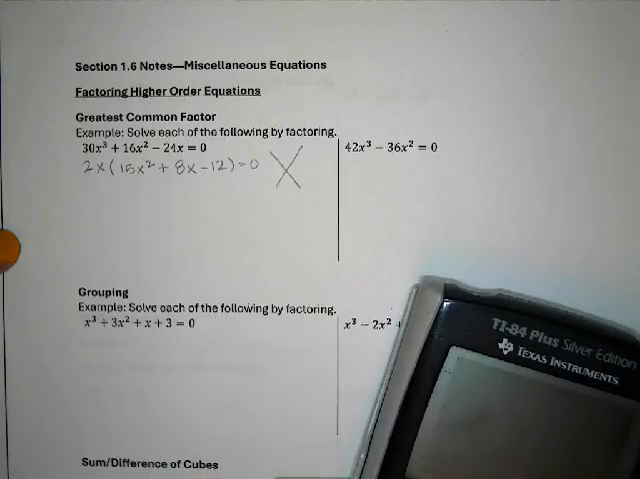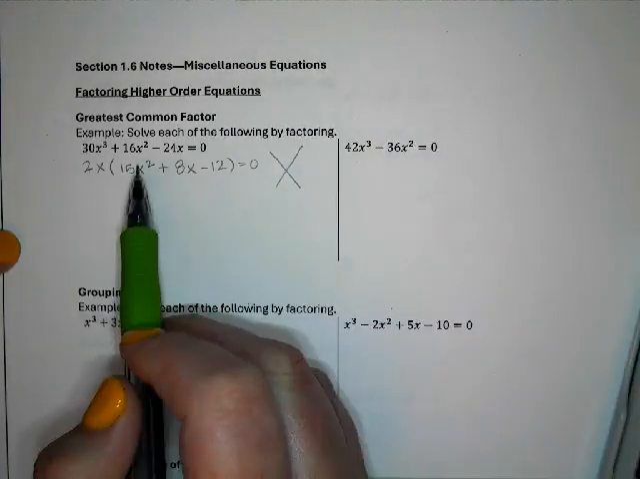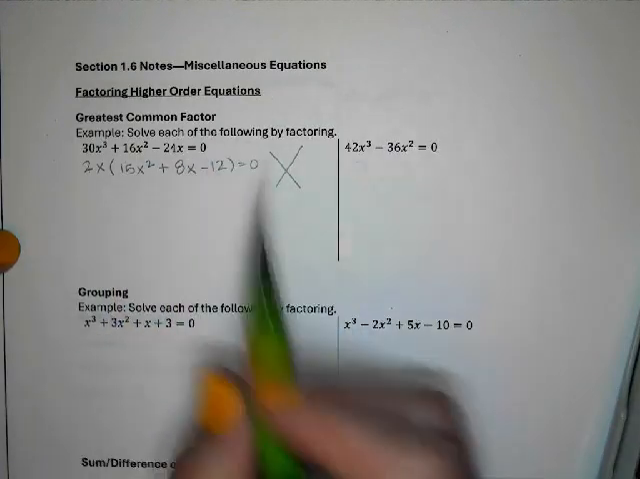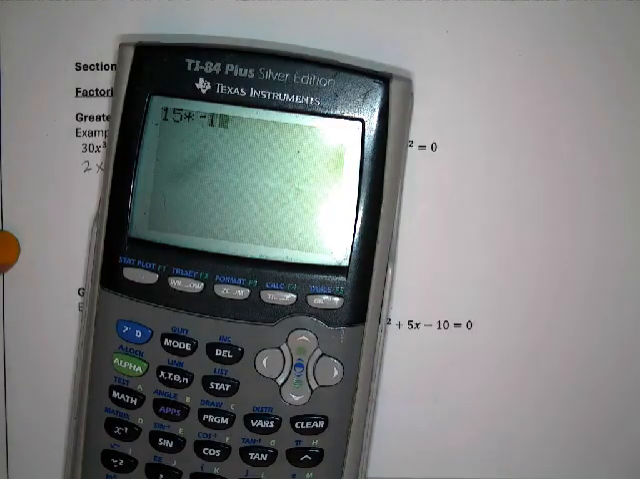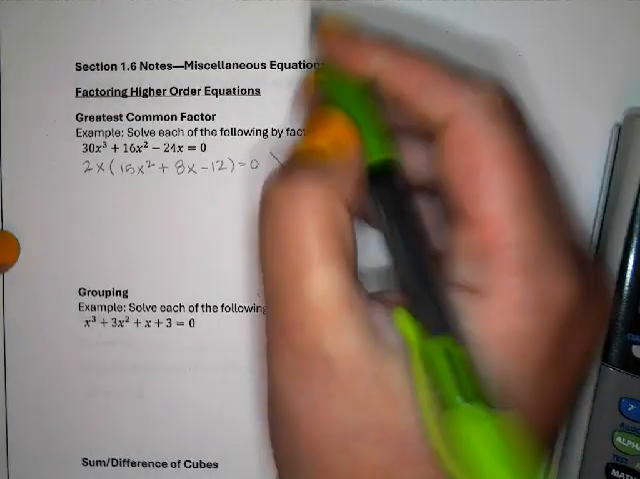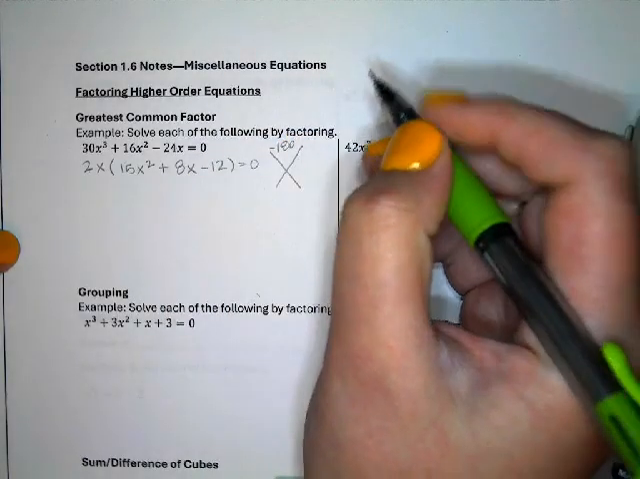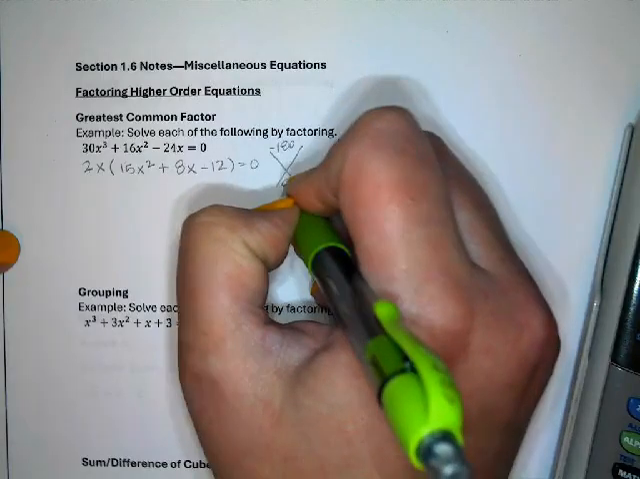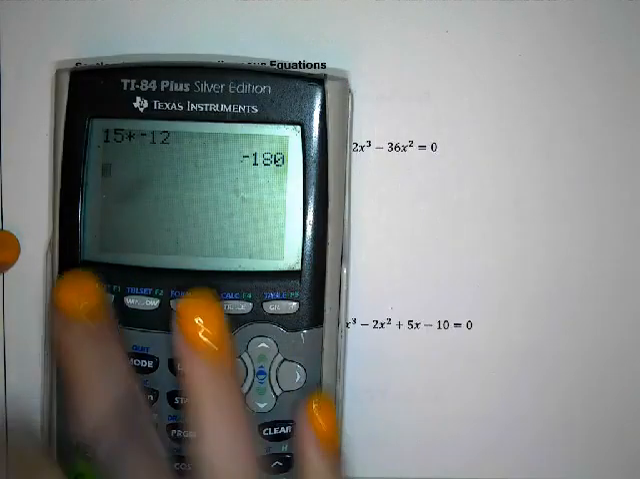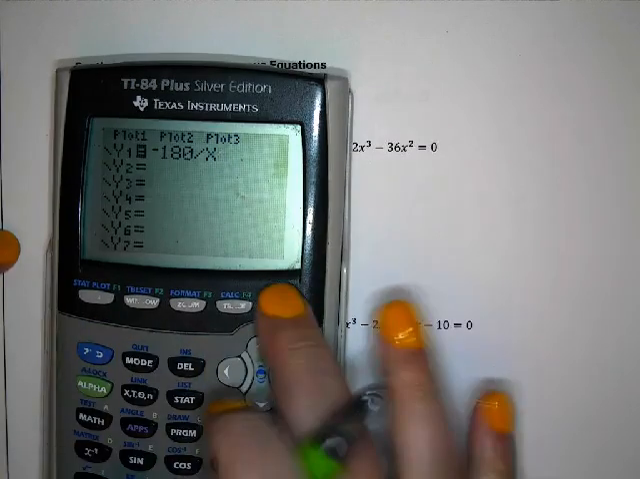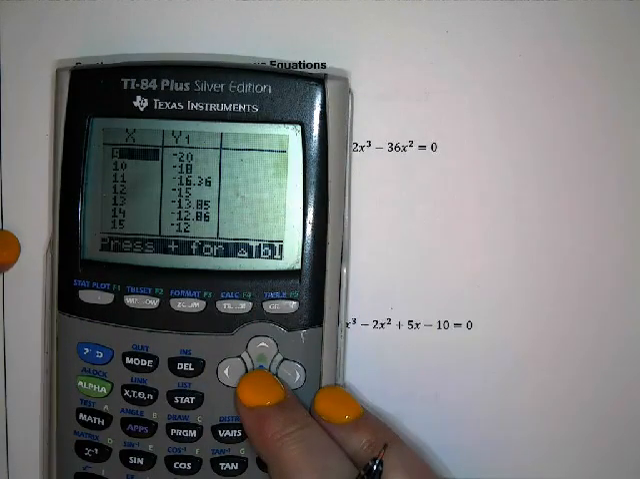Okay, so this is a slide divide factoring problem because there's a number in front of the x squared. So 15 is going to slide over to the negative 12, and they're going to multiply together. 15 times negative 12, negative 180. So we're looking for two numbers that multiply to negative 180 that add to 8. So negative 180 divided by x. And we want numbers that add to 8.